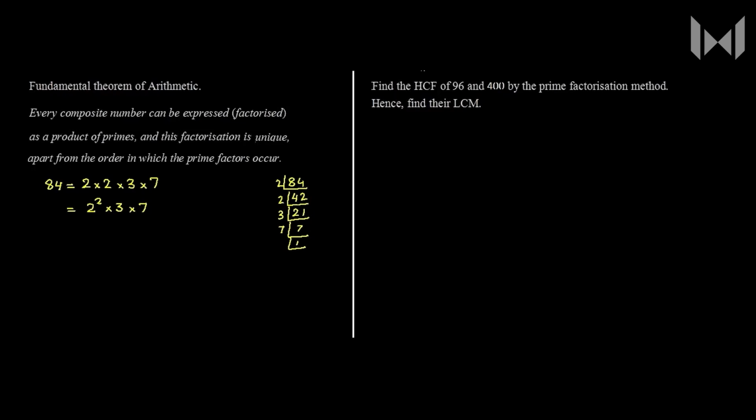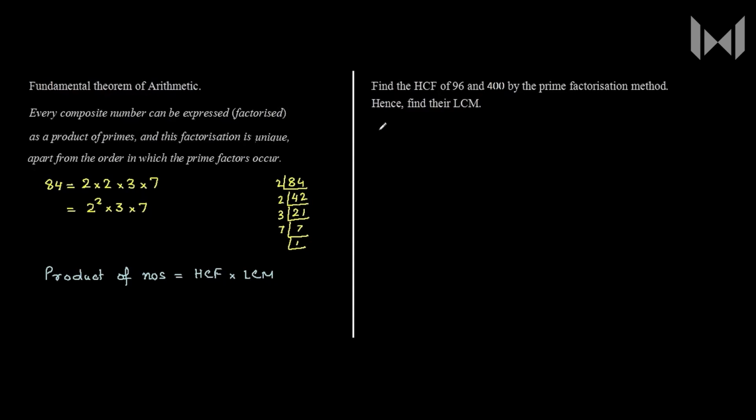And also remember a very important rule, and that is the product of the two numbers is always equal to HCF times LCM. Now we shall do an example that's based on this. So over here we have two numbers, one is 96 and the other is 400.